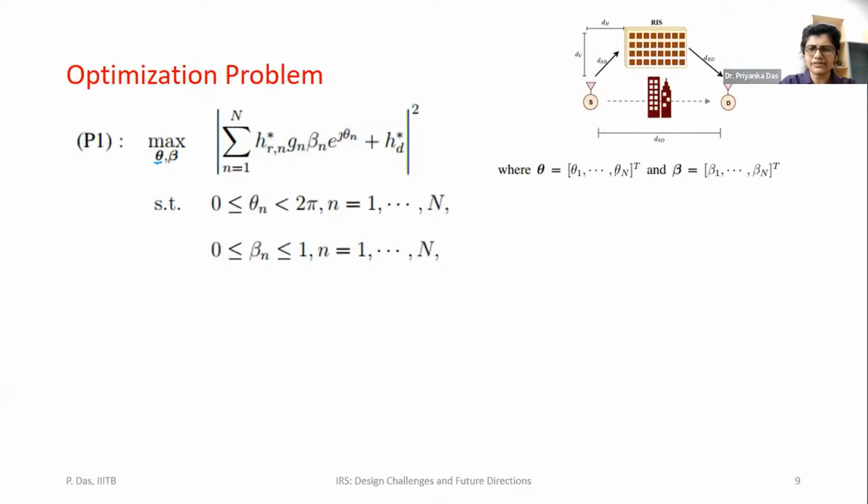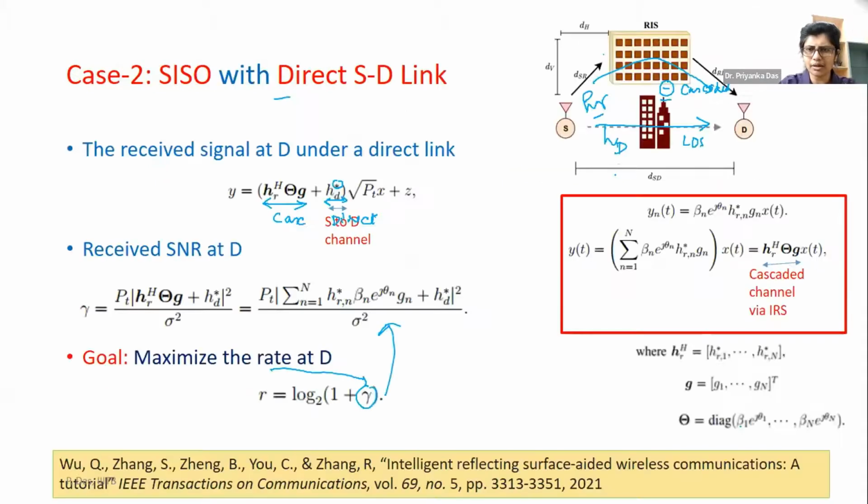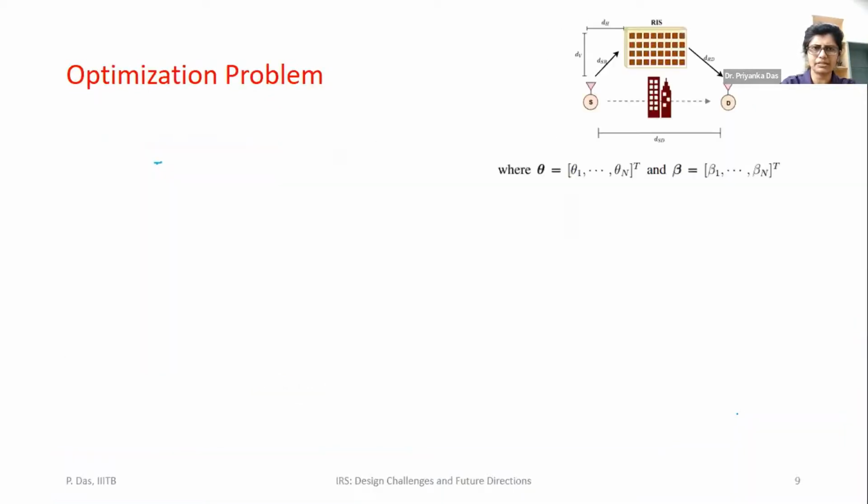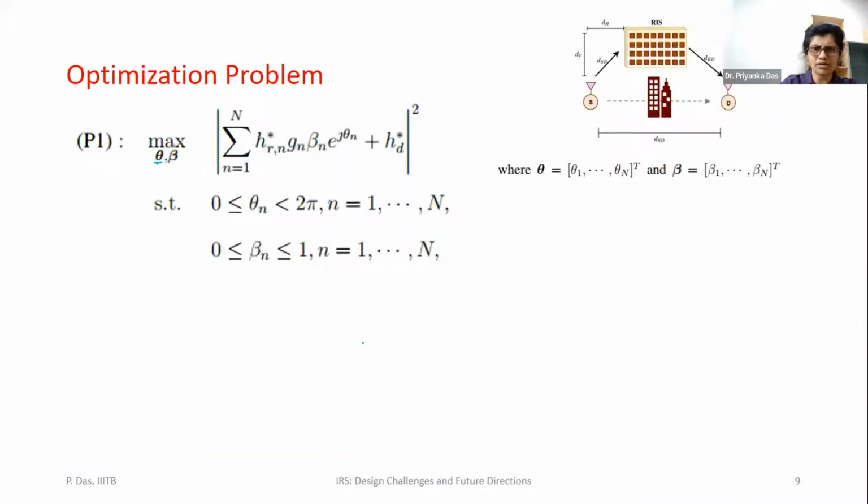What is this theta? This maximizing over theta will come from here. So you can see you have to optimize the reflection coefficients theta 1 to theta n. That's why they have made a vector theta 1 to theta n, and also a beta vector, beta 1 to beta n. Now they write the maximization problem over both variables theta and beta, with the constraints that theta is a phase from 0 to 2 pi, and beta is an absorption coefficient between 0 and 1.